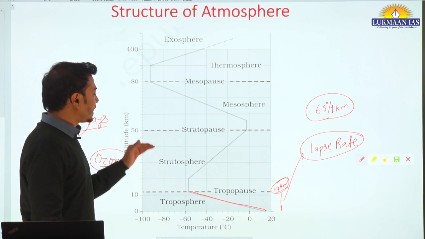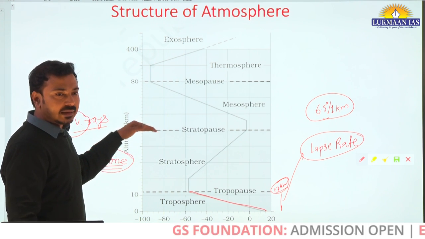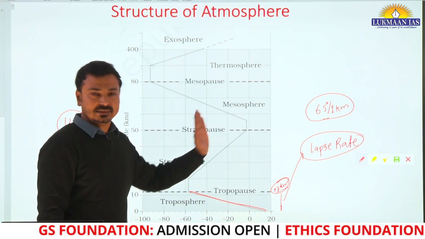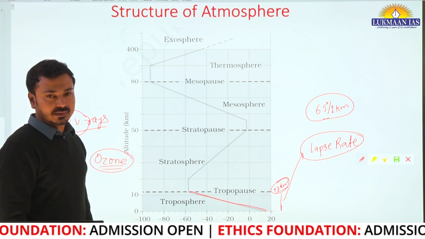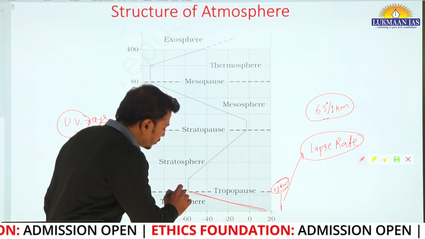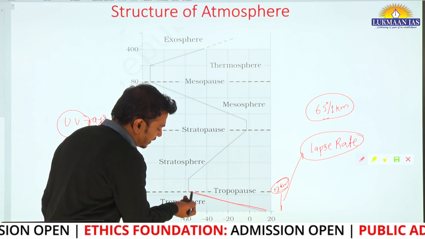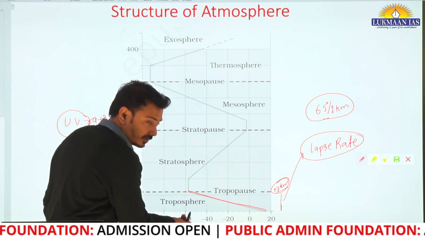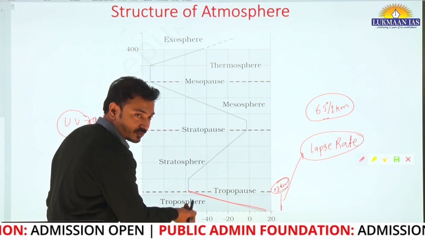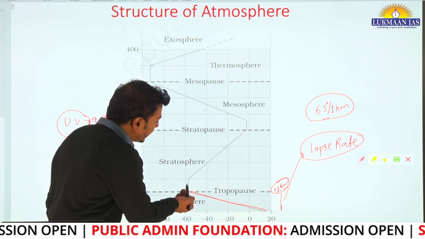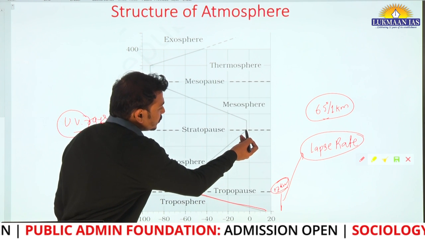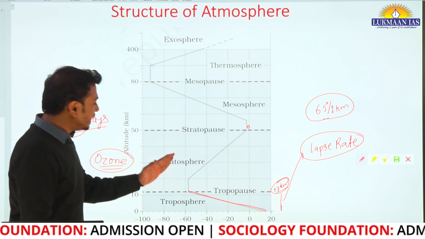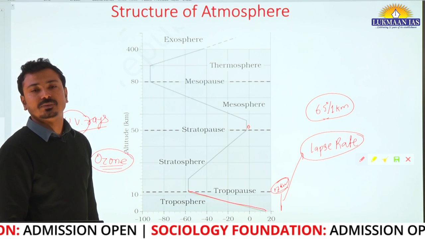Now, the stratosphere extends up to 50 km, and the temperature in the stratosphere increases as height increases. You should know this. Till the troposphere, it was decreasing. You can see that at the tropopause, there is minus 50-60 degrees Celsius, so it is falling below zero. Now, at the stratosphere, it is almost becoming zero again. Now, why is there an increase in the temperature in the stratosphere?